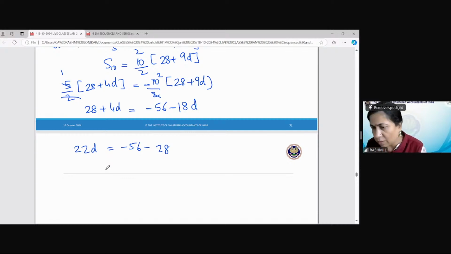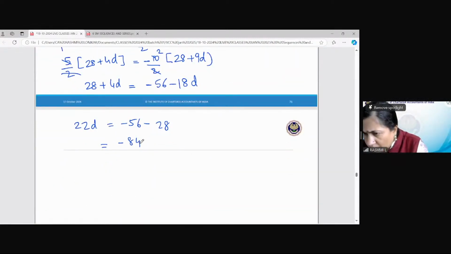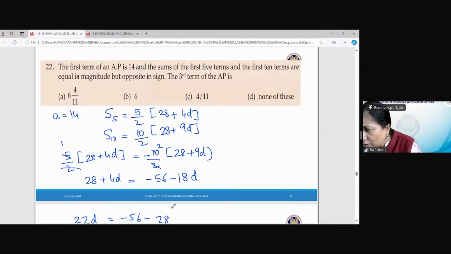ये कितना हो गया? 56 plus 28 84, -84, so D is equal to -84 upon 22, 2 11s are 22, 42s are, so D is -42 upon 11, तो what are they asking you for the third term?